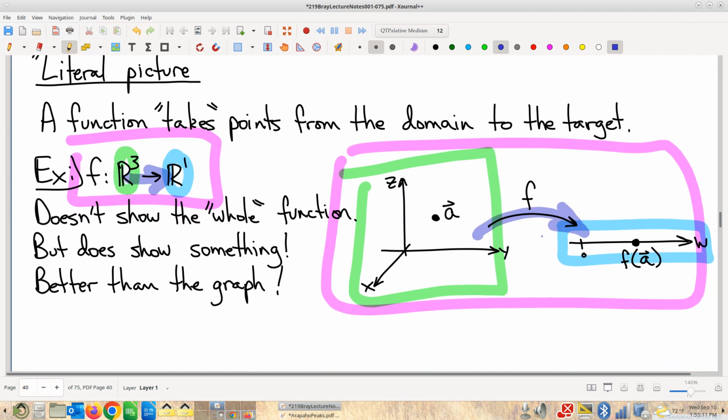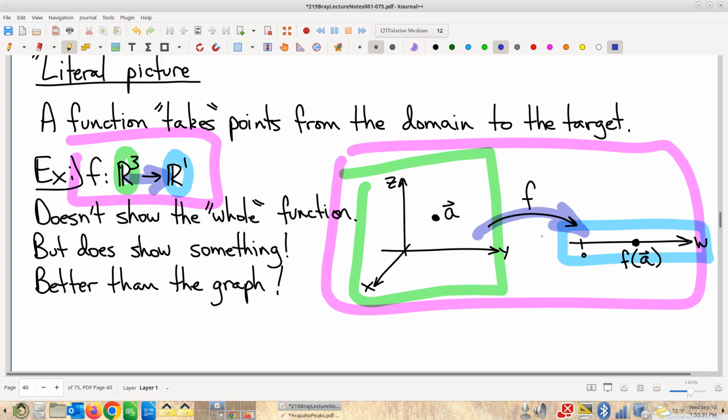Where's the picture? Where's the shape? I don't see any curves. I don't see any concavity. I don't see any slopes. I got nothing. Right? So it's pretty disappointing. You may be thinking to yourself, you know what? I like graphs better than this because of that reason.